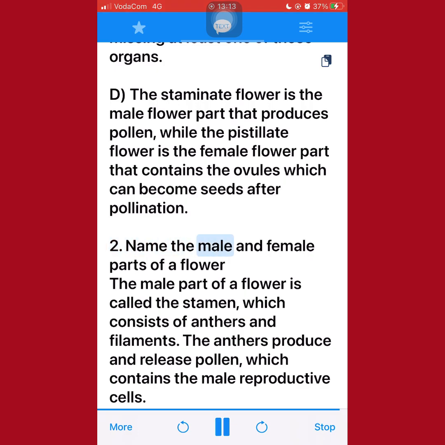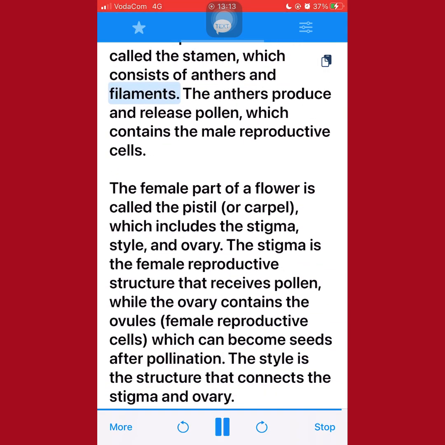2. Name the male and female parts of a flower. The male part of a flower is called the stamen, which consists of anthers and filaments. The anthers produce and release pollen, which contains the male reproductive cells. The female part of a flower is called the pistil or carpel, which includes the stigma, style, and ovary.